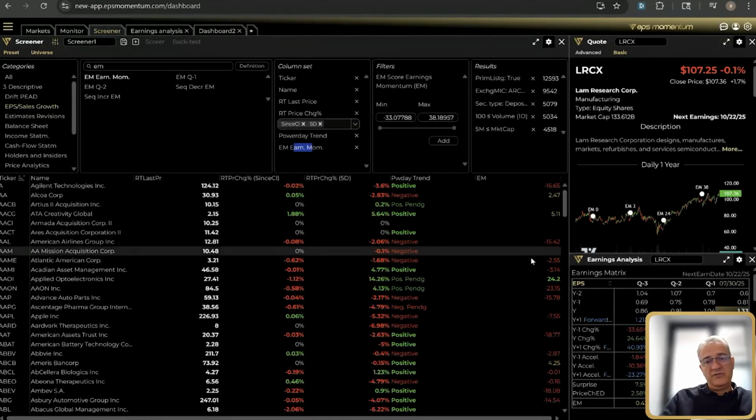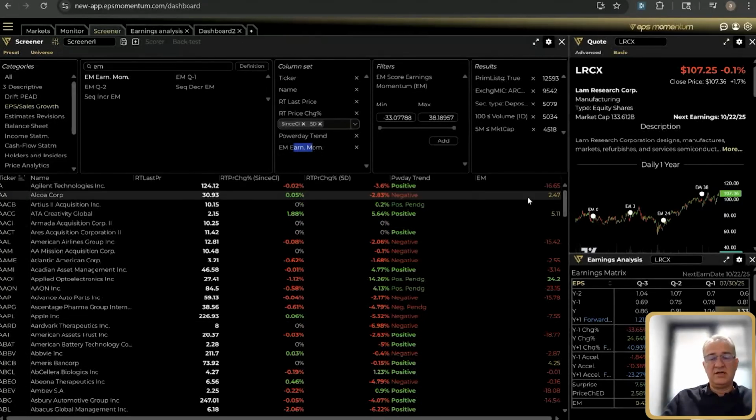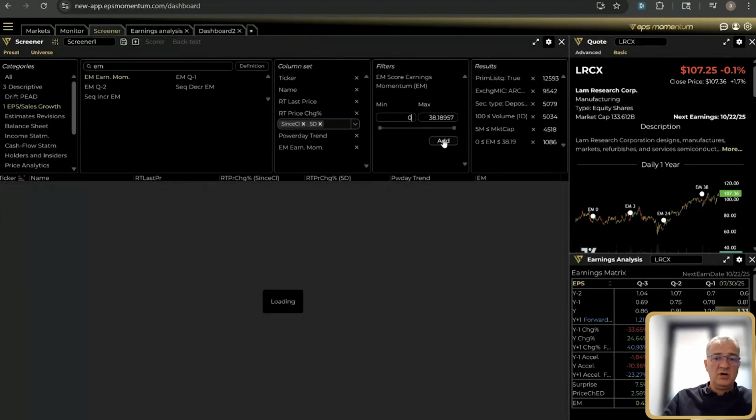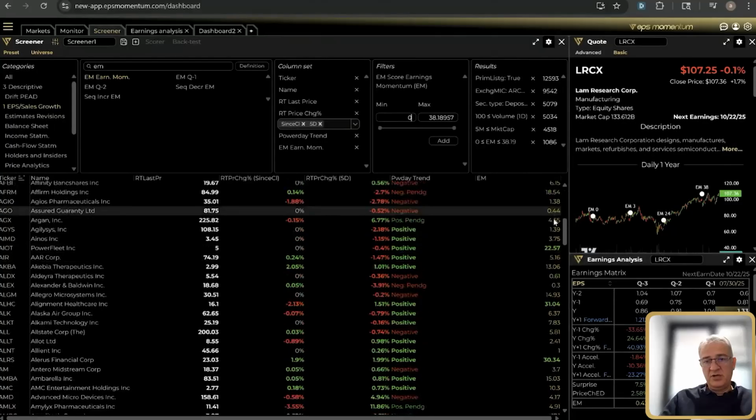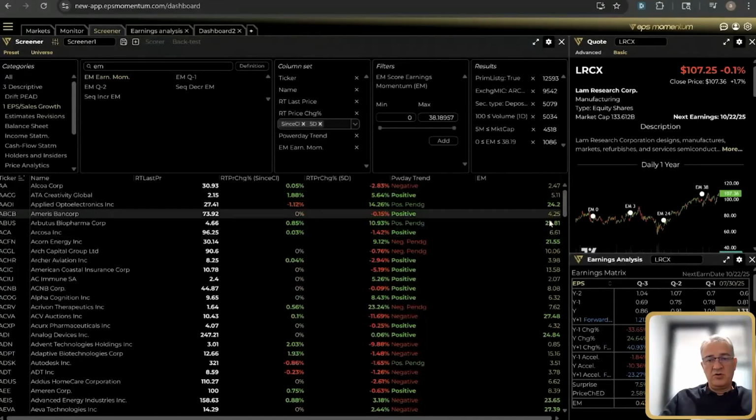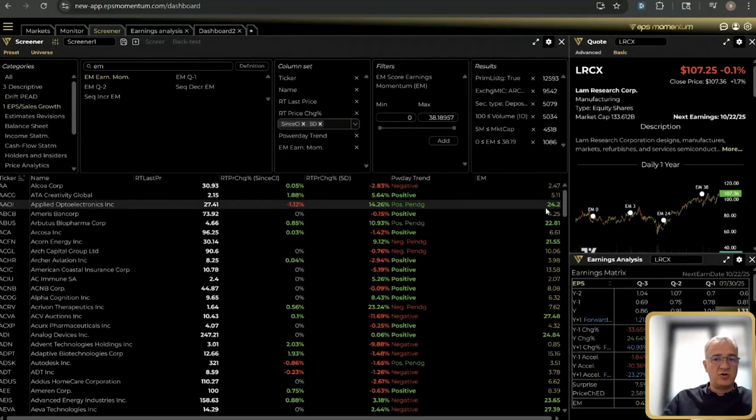The variable here is in a column. So these are the column set. I can add the column here. It's added. And I can also filter on it, right? One good filter to start with is 0. I just want all the guys that have EM greater than 0. So right there, we went from 4,500 stocks to almost 1,100 stocks. And you can see we only have positive numbers, or green, really strong numbers here.